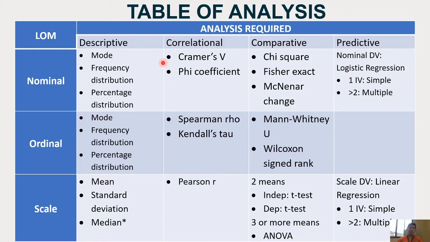Okay, so if for example a research scenario is correlational, we have to look at the level of measurement of data. So for example, if the data in a variable is scale and it is in a correlational research situation, the appropriate statistical tool is Pearson R.